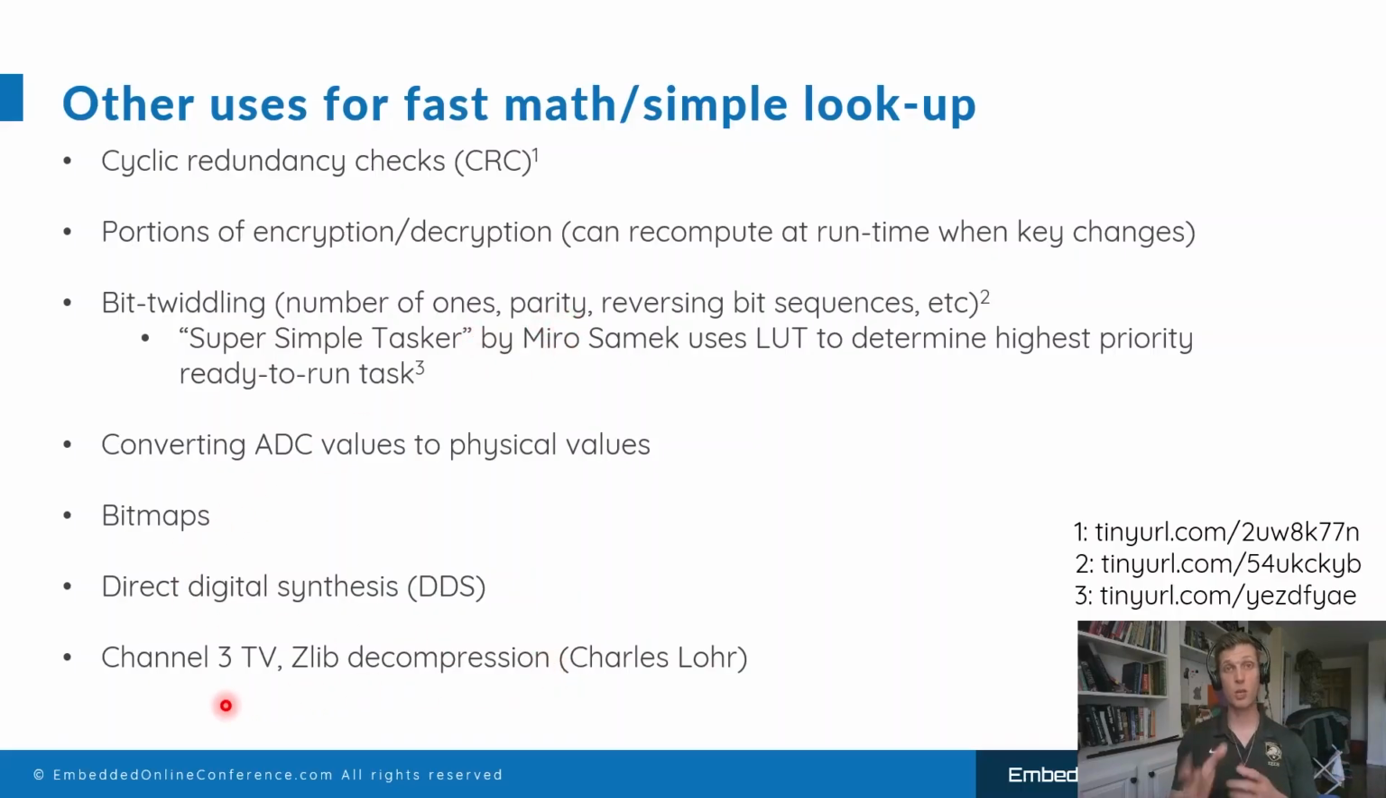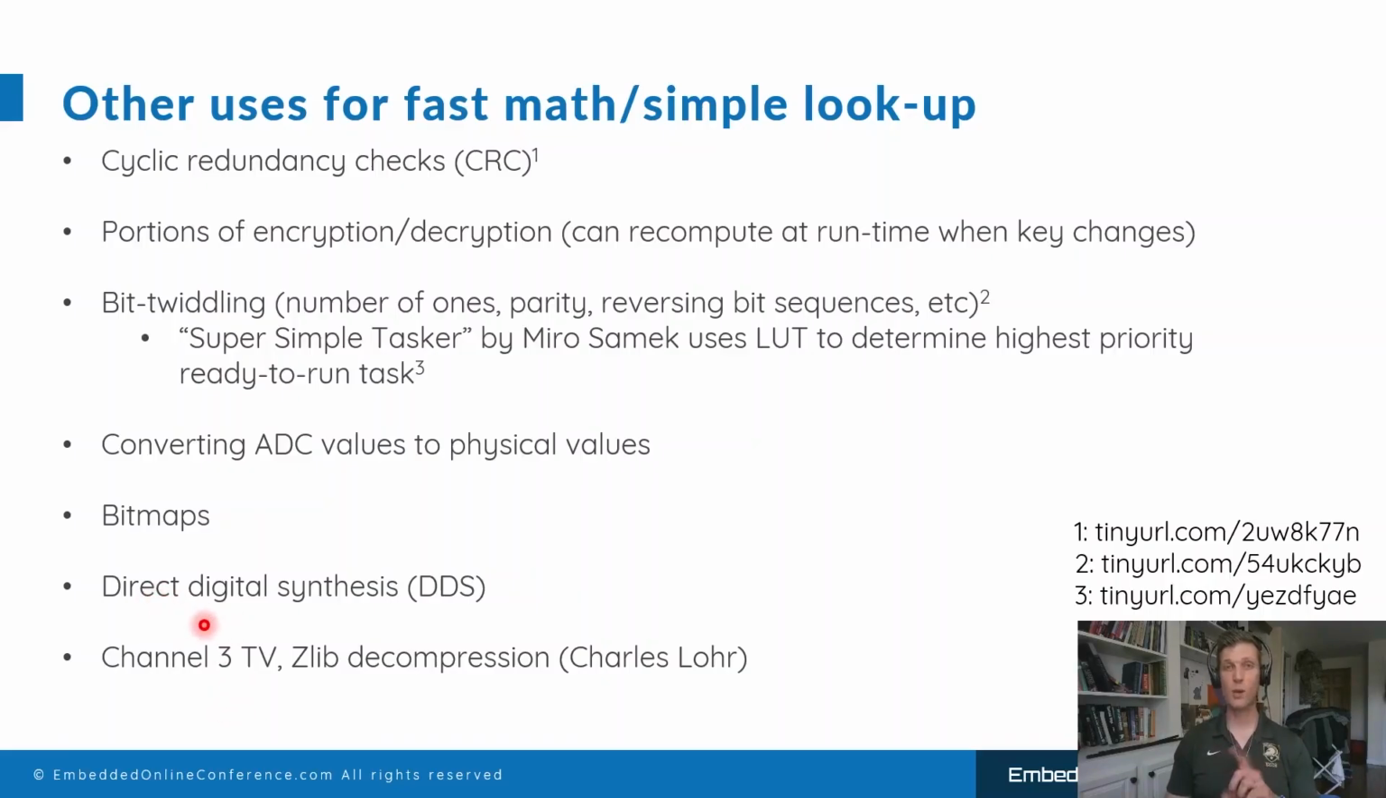Charles Lohr's got a couple of really neat examples too, where he is using lookup tables to more or less spoof really complex signals that would be difficult to compute at runtime. So he's got a couple examples of sending out data that can be displayed on a TV by sending out lookup table data, or even spoofing zlib decompression by just indexing into an array and sending that data out over some type of serial channel.